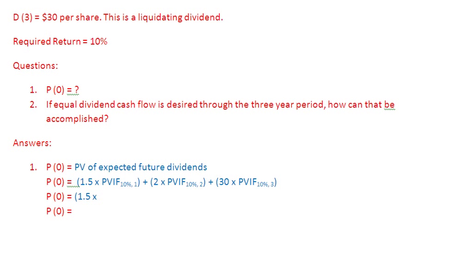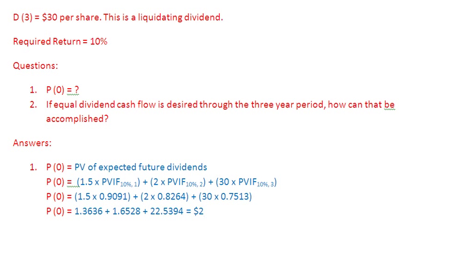1.5 times, if we look at the tables, our value is 0.9091, then plus the $2 dividend per share multiplied by the interest factor, which in this case is 0.8264, then plus the dividend in the third year, that is the $30, multiplied by the interest factor, which is 0.7513, and so together it's going to give us 1.3636 plus 1.6528 plus 22.5394, and when we add this up, we get $25.5558. All right.